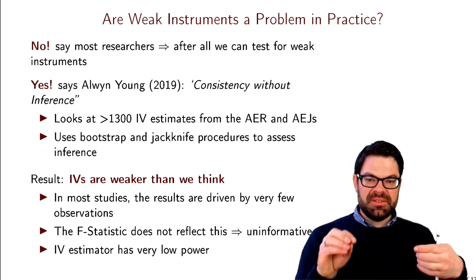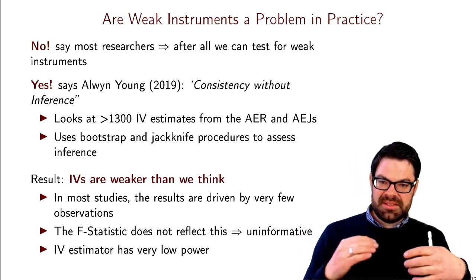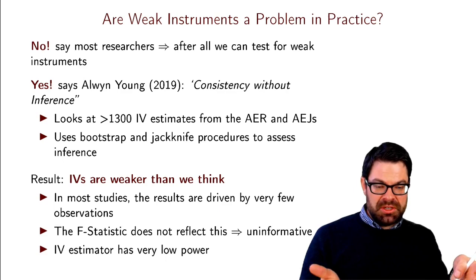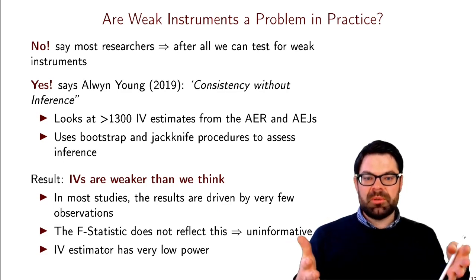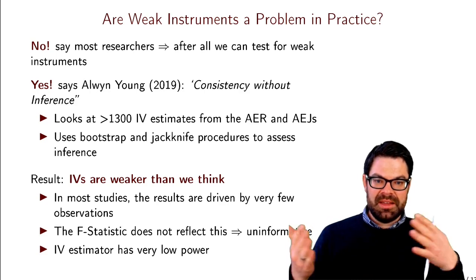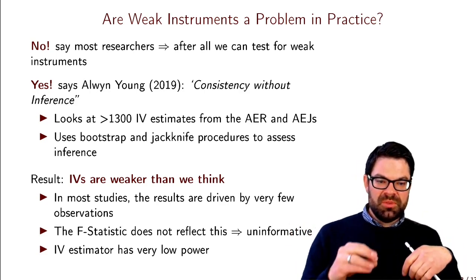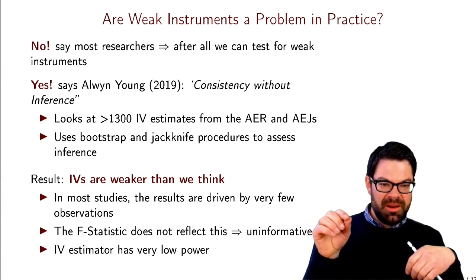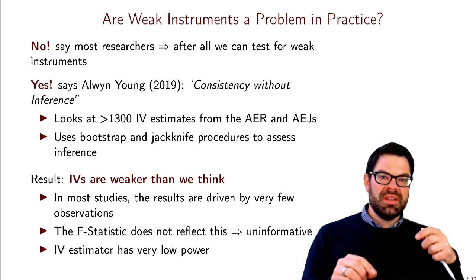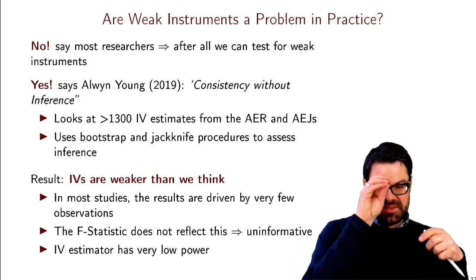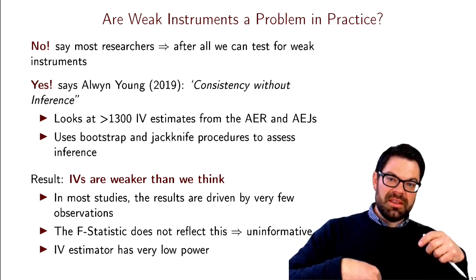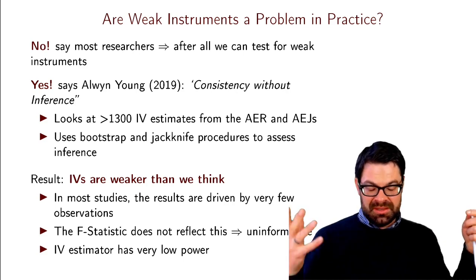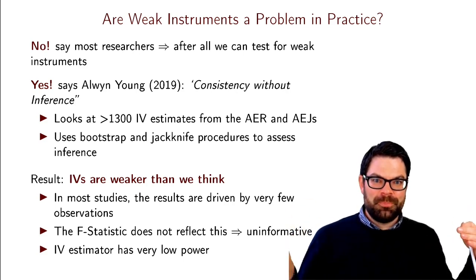What he does there is take those data sets, and instead of computing the standard errors through the conventional parametric procedures that these authors use, he uses non-parametric procedures, so bootstrap and jackknife. And he shows that in most cases, the results are actually driven by very few observations. If you have those observations in your sample, the first stage is there. And if you don't have those observations in that sample, the first stage is not there.